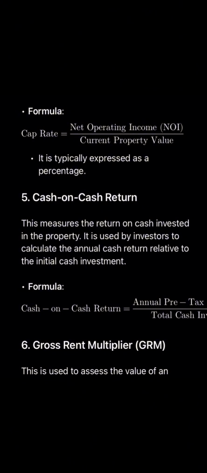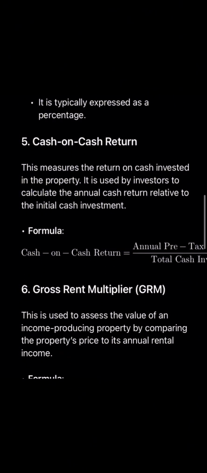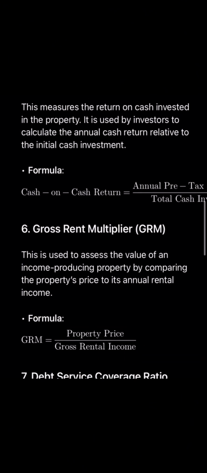5. Cash on cash return. This measures the return on cash invested in the property. It is used by investors to calculate the annual cash return relative to the initial cash investment. Formula: cash on cash return = annual pre-tax cash flow / total cash invested.